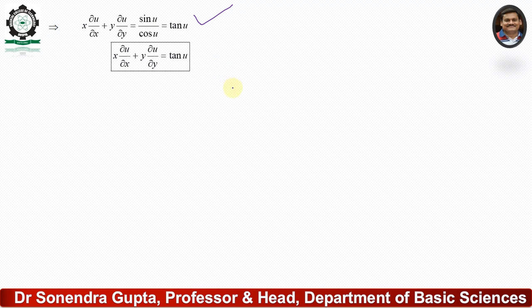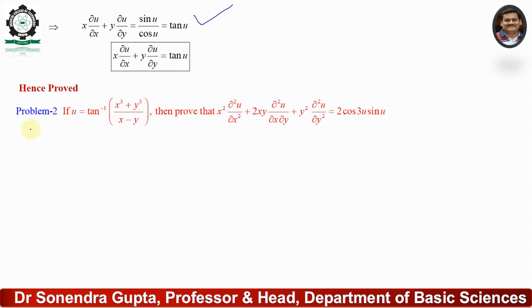Now let us discuss one more question. The question is, if u equals tan inverse of x cube plus y cube upon x minus y, then prove that x square del 2u by del x square plus 2xy del 2u by del x del y plus y square del 2u by del y square equals 2 cos 3u into sin u.